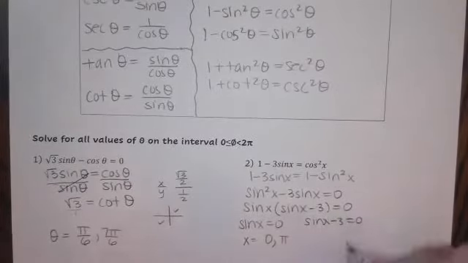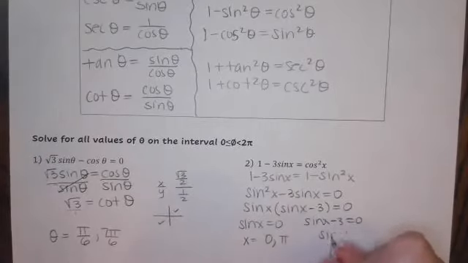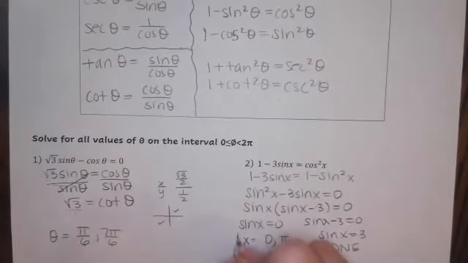Now for our other part here, we're going to add 3, so we get sine x equals 3. Sine of x is never 3 on that unit circle, so we would say that's DNE, does not exist there. So my only solutions are the 0 and pi.